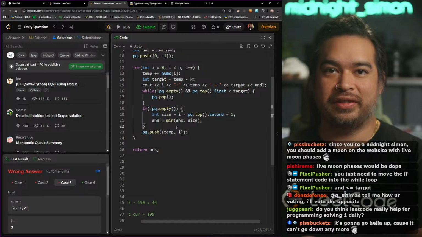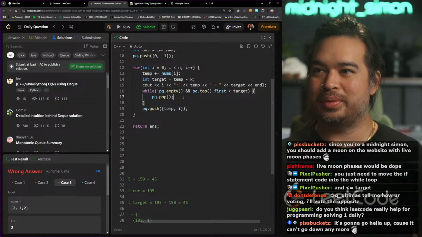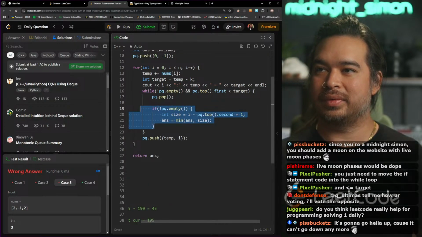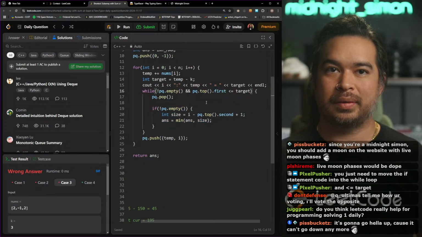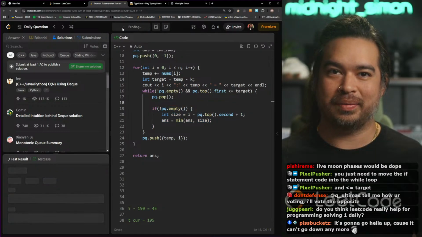You just need to move the if statement inside the while loop. What? No, that can't be it.